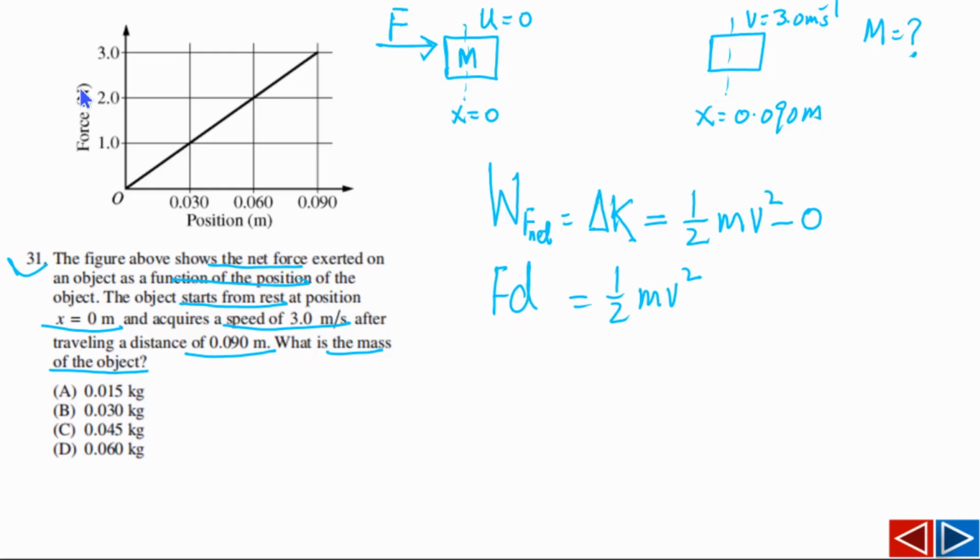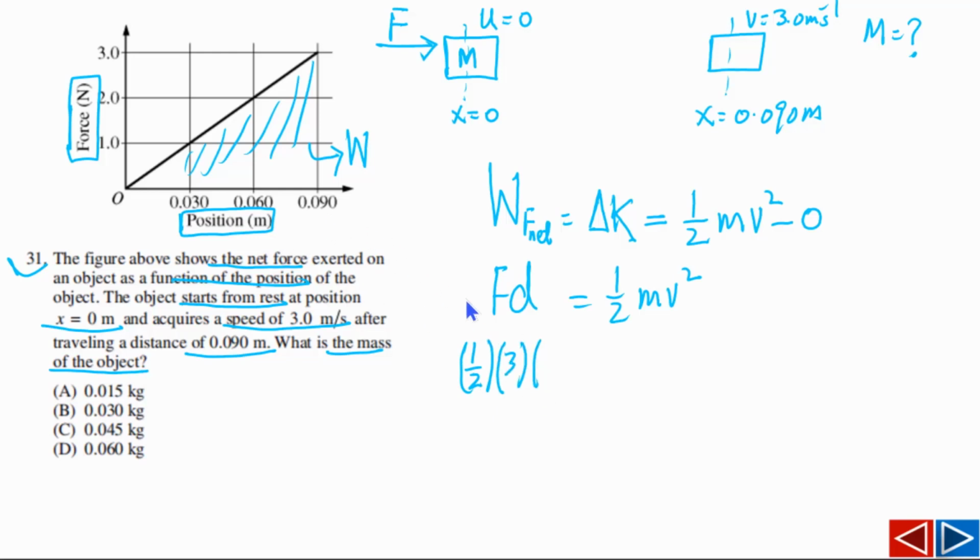Fd is the work done, and we have force on the y-axis and position on the x-axis. So the area under this line represents work done. The area is equal to 1/2, because this is a triangle, times the force times the base 0.090, and this is equal to 1/2 mv squared.